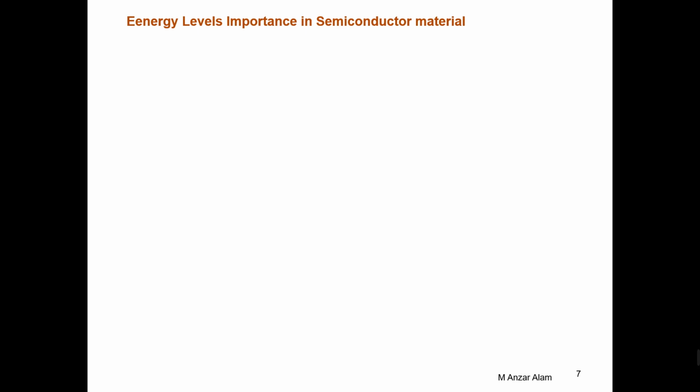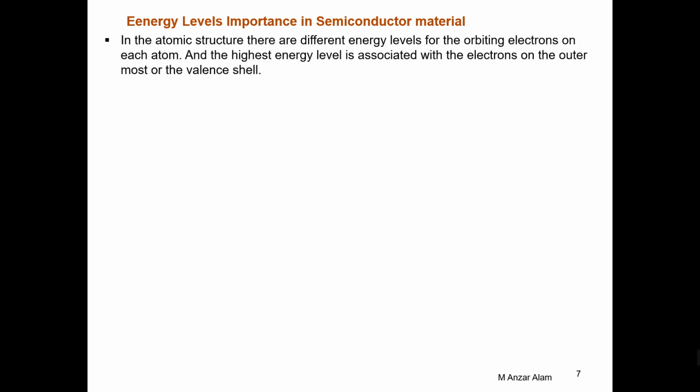Now, the importance of energy levels in semiconductor material. This is the next topic, and we should understand that this is also important: the energy levels. In the atomic structure, there are the nucleus, the protons, the neutrons, and the electron shells. Electrons are in the inner shell, then the middle shell, then the outer shell, and we know the important shell is the outer shell, whose electrons we call valence electrons.